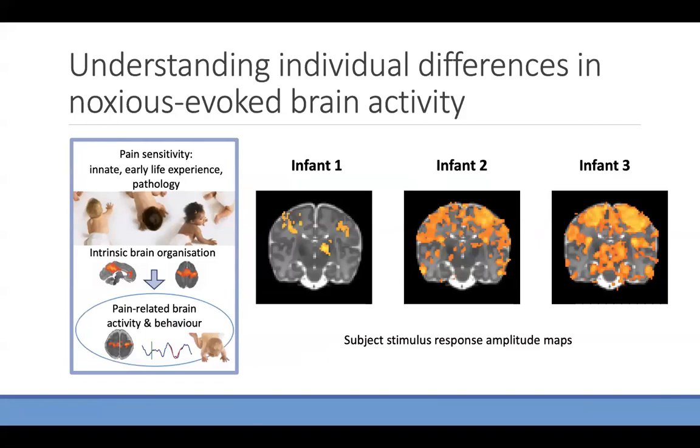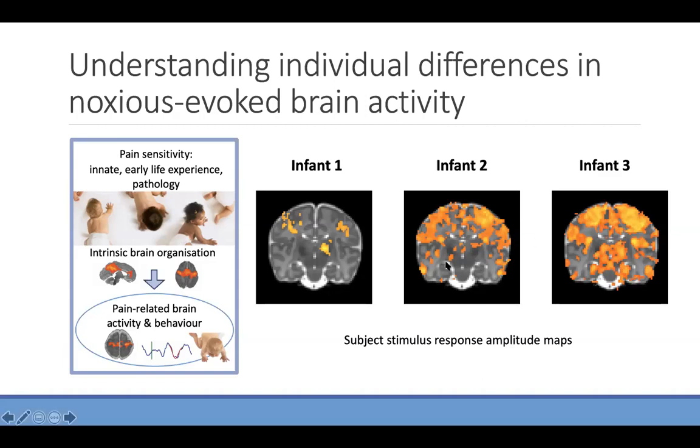So in doing this, it comes back to some of the questions I said I was interested in at the beginning. Can we use some of these approaches to better understand the differences that a newborn baby within the first couple of days of life will have in response to the same intensity stimulus? And can we understand some of the factors that are driving these changes? So, for example, the impact of early life experience or pathology. How does this change the intrinsic brain organization? And if we can understand this, how does that relate to the pain-related brain activity and behavioral observations that we can make in the clinical setting?